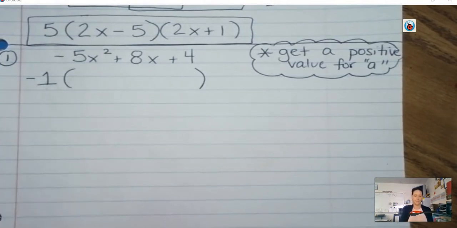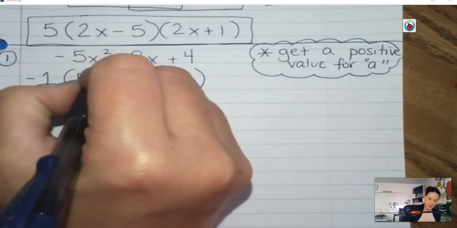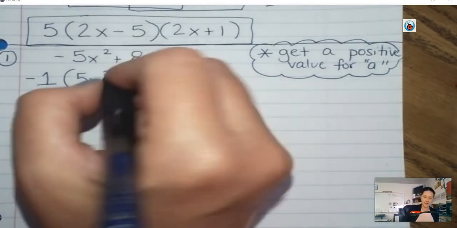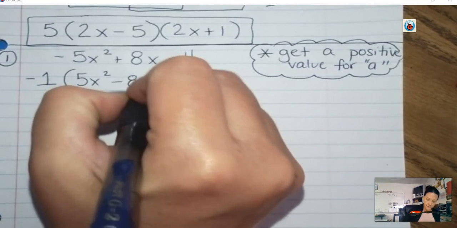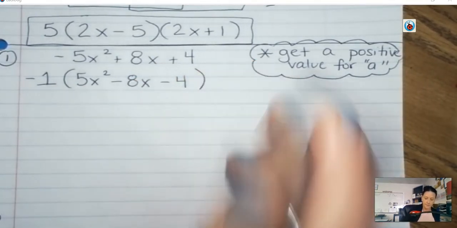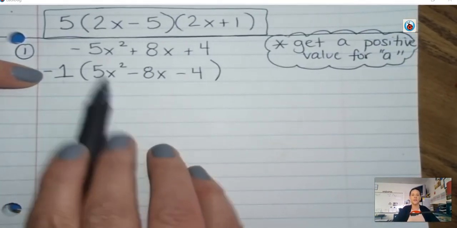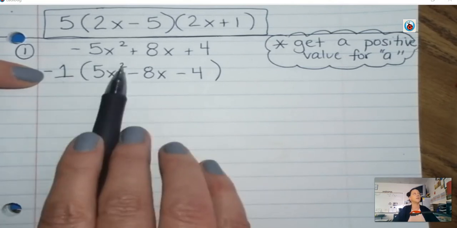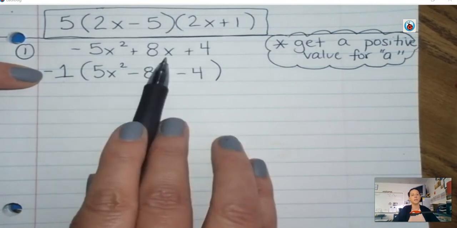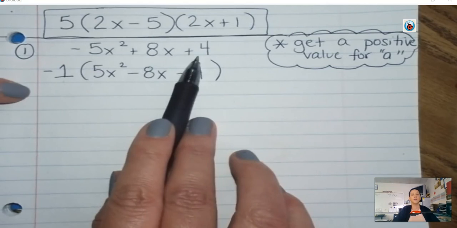So then instead of this now being negative 5x squared, it'll be positive 5x squared. Instead of this being positive 8x, it'll now be negative 8x. Instead of this being positive 4, it's going to be a negative 4. Because if I do distributive property, negative 1 times 5x squared is negative 5x squared. Negative 1 times negative 8x, a negative times a negative is positive 8x. Negative 1 times negative 4, a negative times a negative is positive 4.